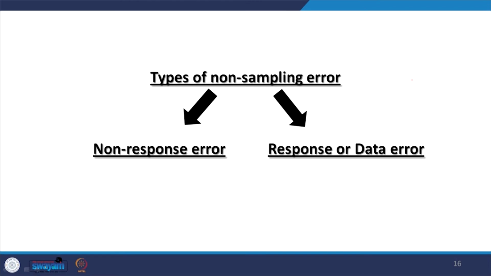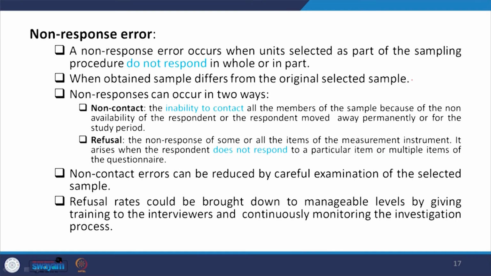So, there are two types of non-sampling error: non-response error and response or data error. What do you mean by non-response error? Non-response errors are those where units are selected as part of the sampling procedure which do not respond in whole or part. The obtained sample then differs from the originally selected sample. When there are differences, this error also occurs.